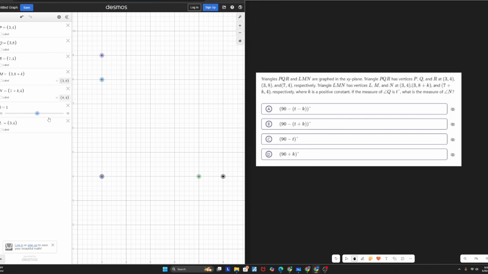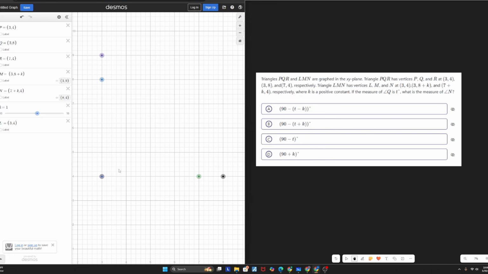So we're given these two triangles, right? And the first triangle, PQR, has the points P equals 3, comma 4, Q equals 3, comma 8, and R equals 7, comma 4. So you'll notice that PQ is a vertical line and PR is a horizontal line. And that means that triangle PQR has a right angle at point P. It is pretty evident right here.